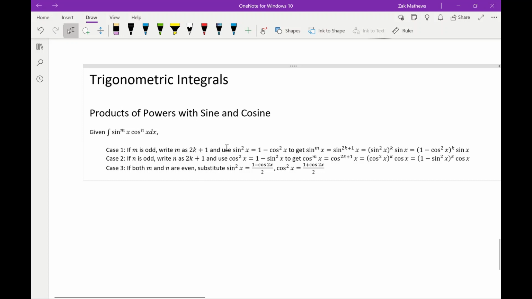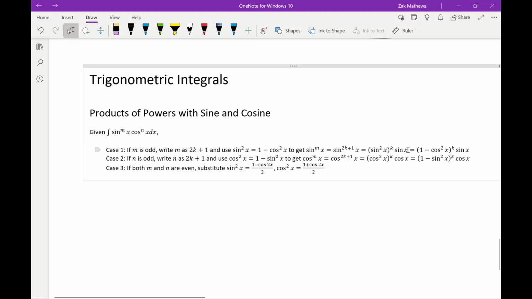Any odd number is an even number, which is 2 times any number, plus 1, which guarantees us an odd number. So when we write that m as 2k plus 1, we're going to use sine squared equals 1 minus cosine squared to get sine to the m of x equals sine to the 2k plus 1, just replacing the m. And then we can break up that exponent. We know that if we have multiplication of like bases, we add their exponents. And if we have an exponent to an exponent, we can think of that as multiplication. So the sine to the 2k, we can write as sine squared to the k power. And then the plus 1, we can break that off as its own sine.